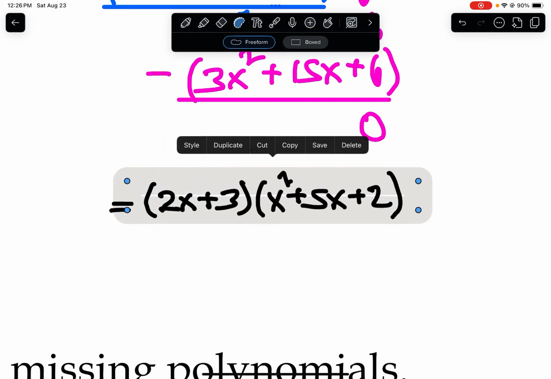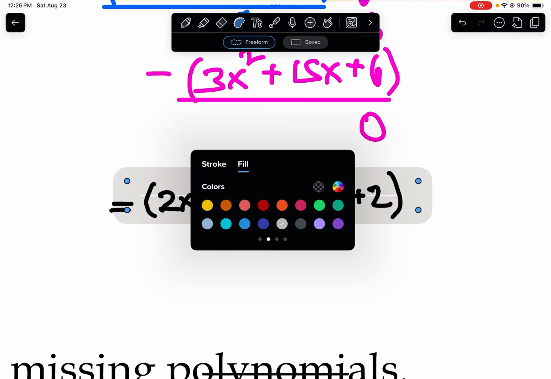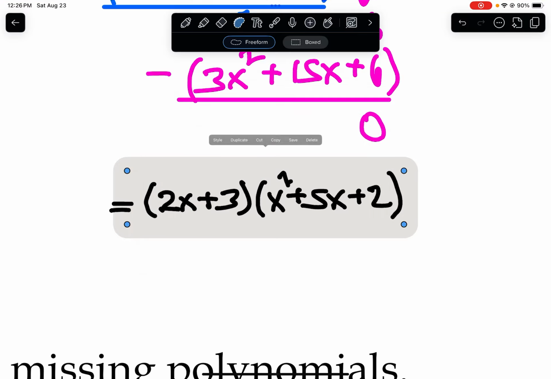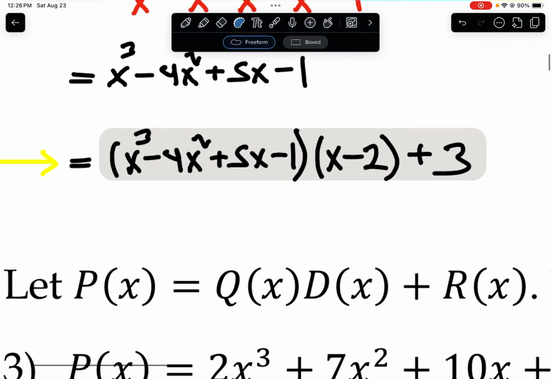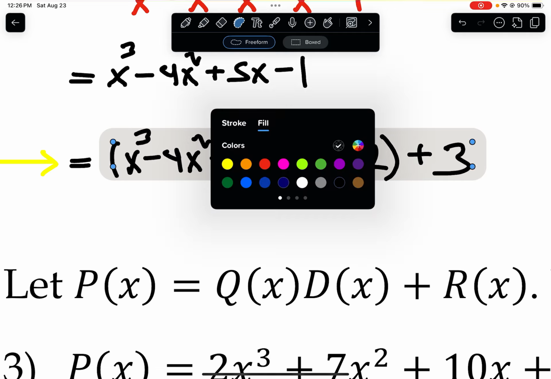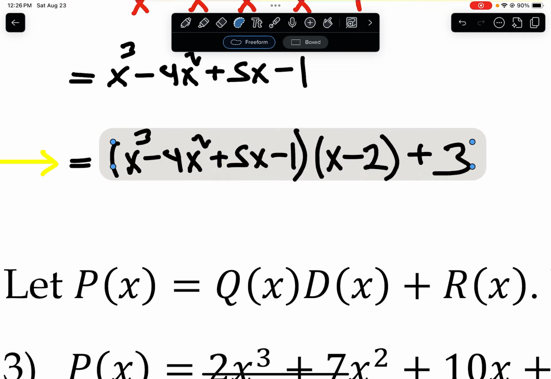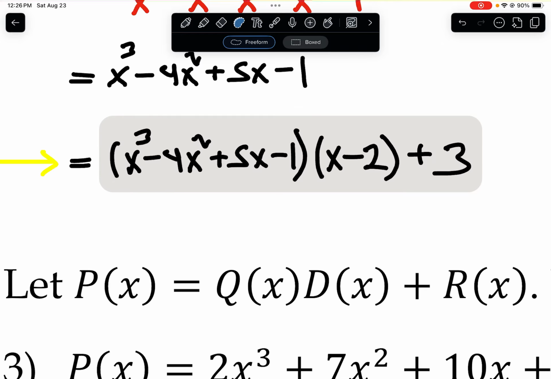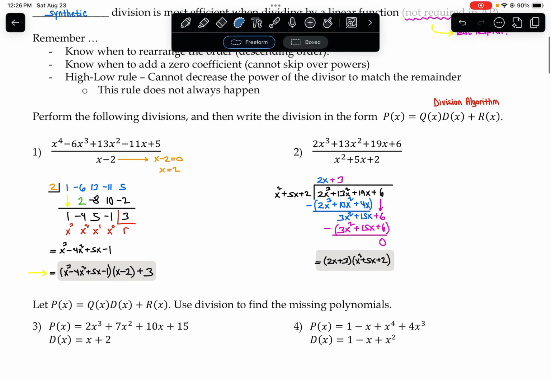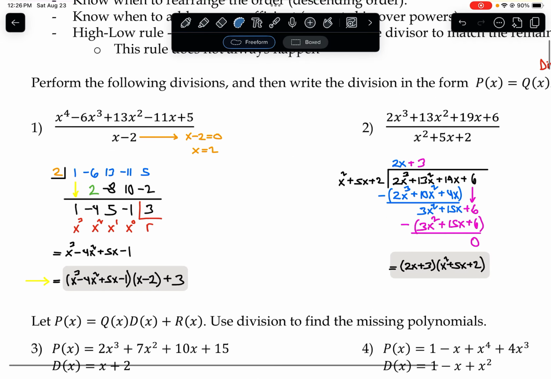So this would be your answer. Okay, I'm going to fill this in, style, fill, and highlight. There we go. So I'm going to do the same thing over here. Style, fill. There we go. Ta-da. All right. So that's kind of a brief synopsis or a brief recap of long division.